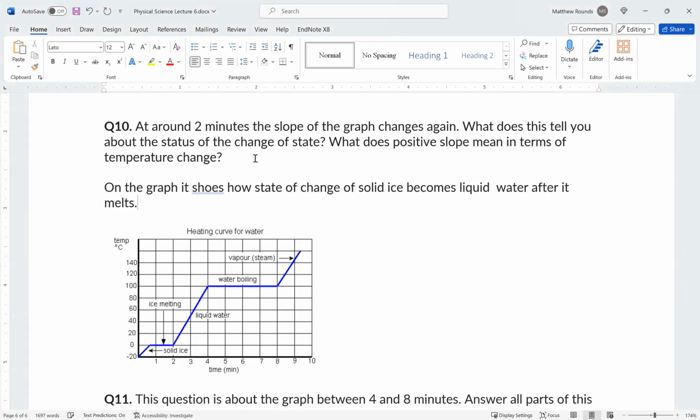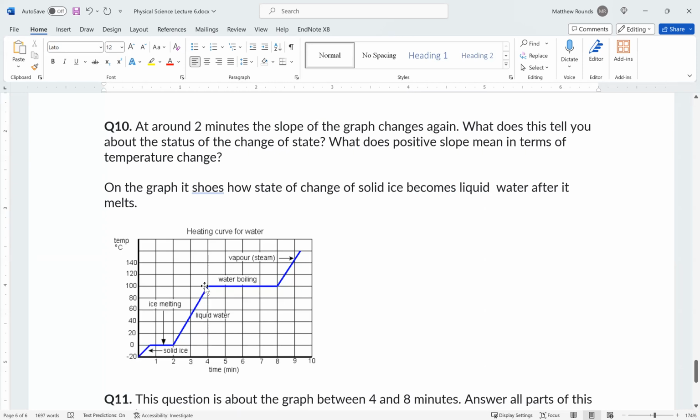All right, now we can answer this question about what positive slope means in terms of temperature change. So notice where the starting temperature is when it's liquid water. What's the ending temperature where it's liquid water? The temperature when it becomes liquid water is about 50 degrees. It's in between 60 and 40, so I would assume it's 50.